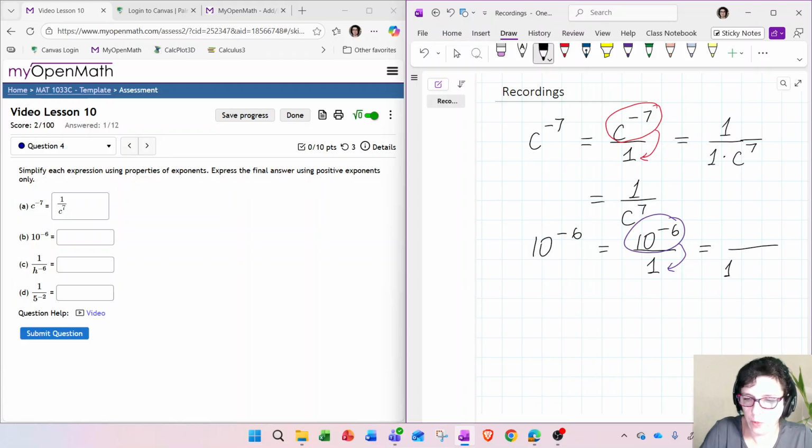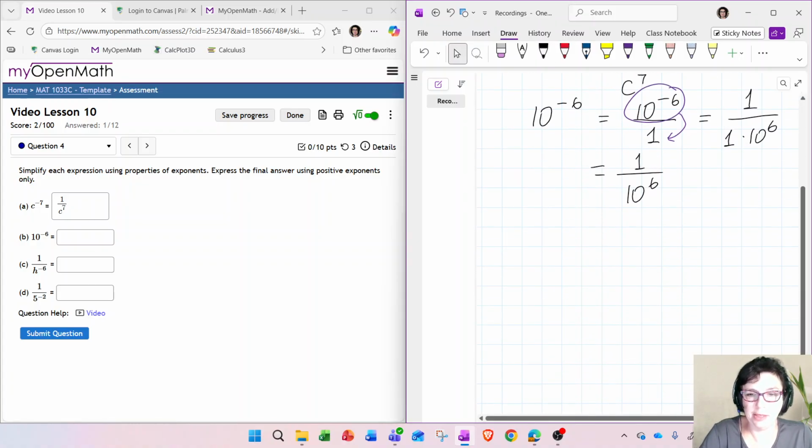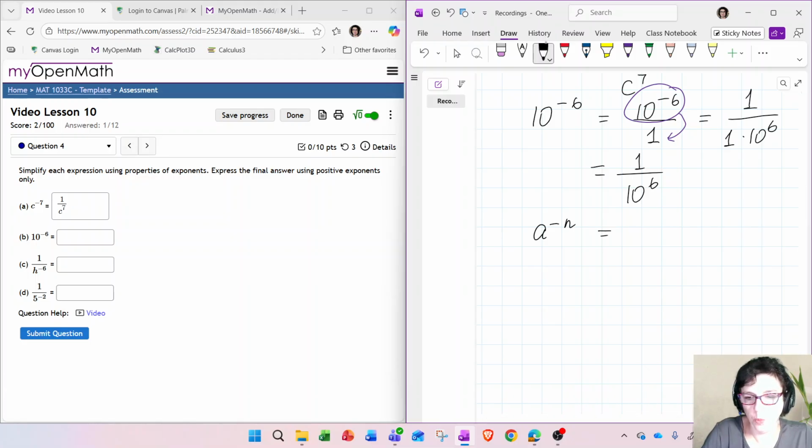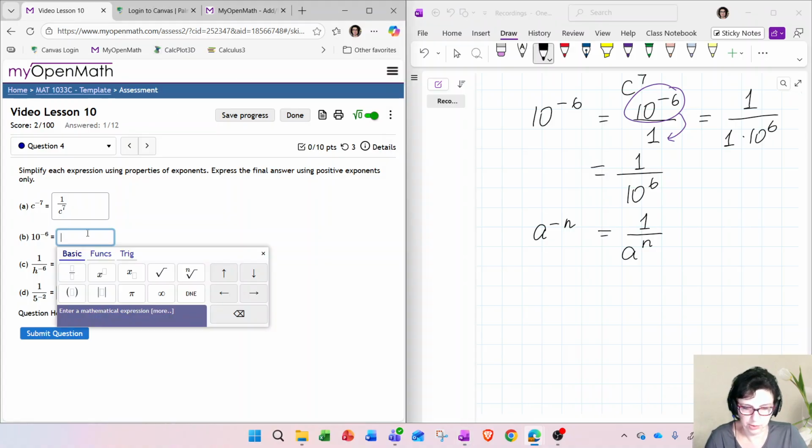And we will have 1 times 10 to the power negative 6. Nope. It's just now going to be positive 6 because we moved it from the top to the bottom. And on the top, we're still going to get a 1. Okay? And 1 times anything is just that number. Final answer will be 1 over 10 to the power 6. Let us generalize that. A to the power negative n will be 1 over a to the power n. That's your rule with negative exponents. Okay, let's write this here.